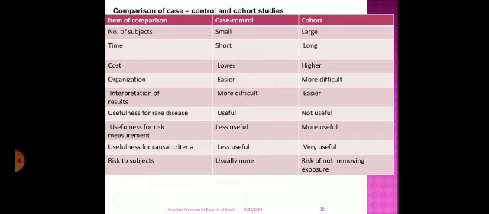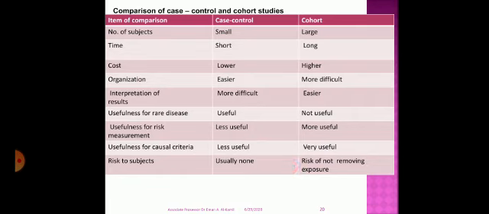Interpretation of the result is easier in the cohort rather than in the case control. The case control is more likely to be useful in rare diseases, while the cohort is very difficult, especially if the disease needs a long period of exposure. The cohort is more important in the assessment of risk measurements, and also for the causal criteria. It is very useful if we use the cohort study.